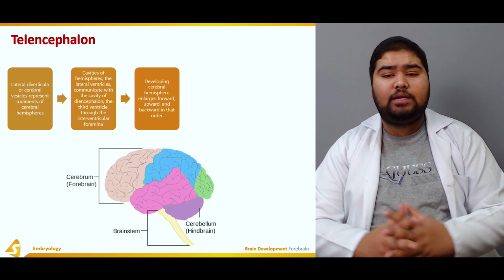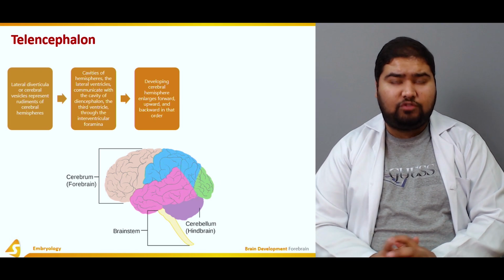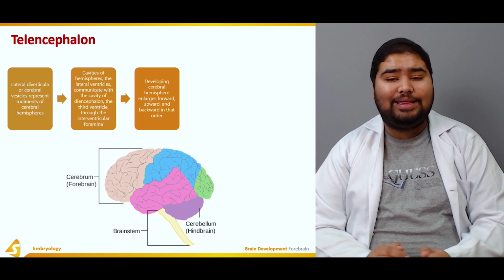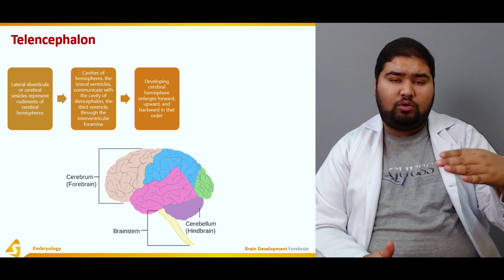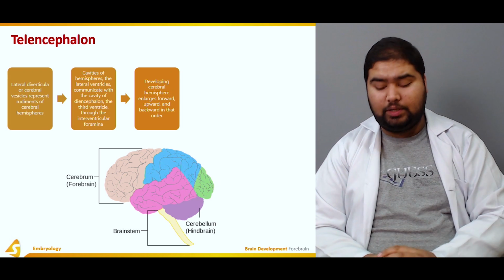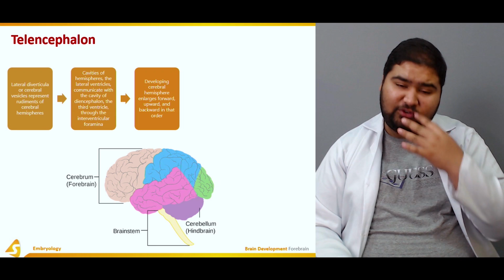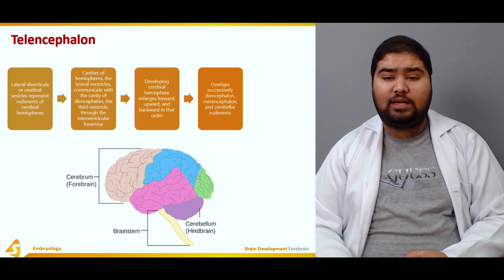So developing cerebral hemispheres enlarge first forward, then upward, and then backward. So first they enlarge forward, then backward, and then upward. So this order is followed during the development of telencephalon.